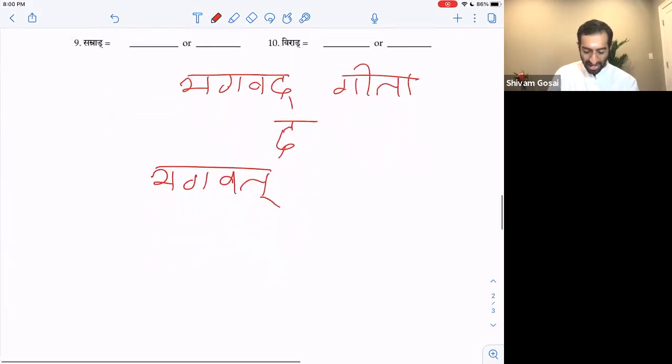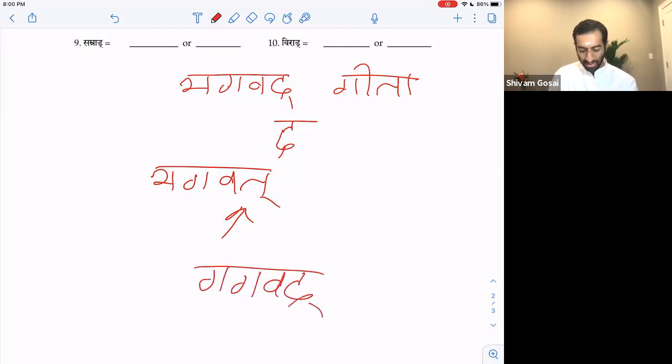Bhagavat, because it's at the end of a pada, this is a consonant at the end of the pada, and because of that, it can become the third of the class, Jashtam Sandhi. So then it becomes Bhagavad Gita. Okay.